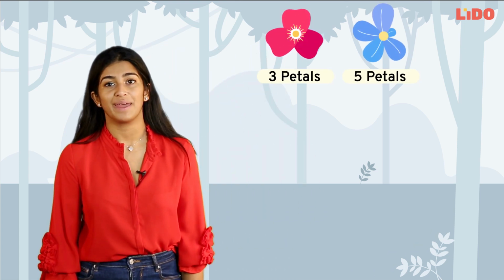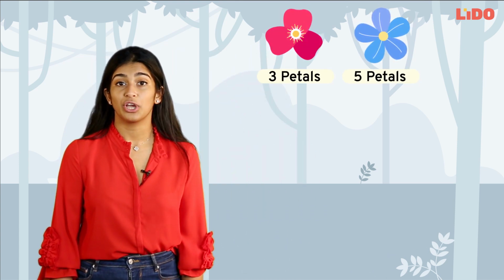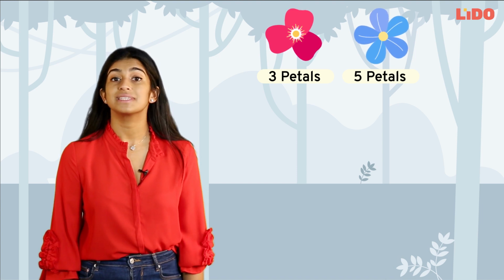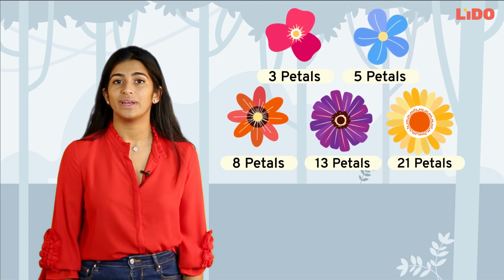Given the variety of flowers in the world, you might think that any number of petals is possible. But it turns out that some flowers have 3 petals, most have 5 petals. And if it isn't 3 or 5, then they seem to favor numbers like 8, 13, or 21.